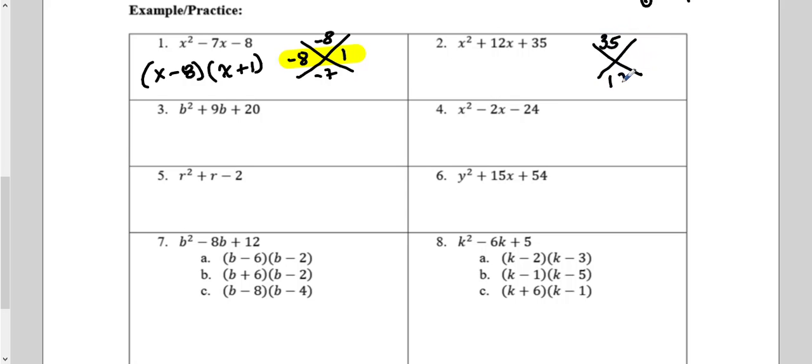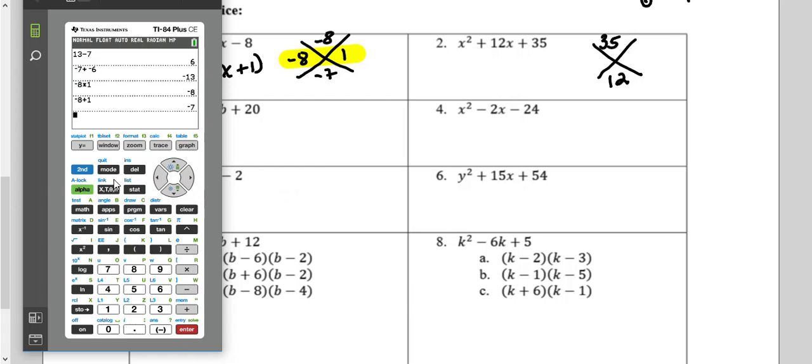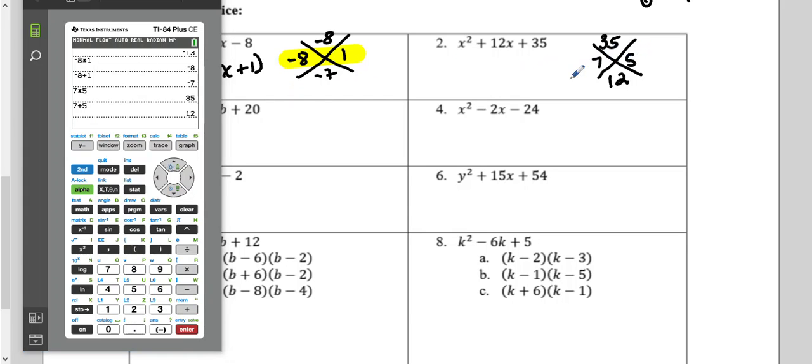Alright, now we're looking at 35 and 12, so we need to find two numbers here. Let's see, the factors of 35 are 7 times 5, which is 35. Let's look at 7 plus 5 now. Does that equal 12? Yeah, it does. So 7 and 5 work.